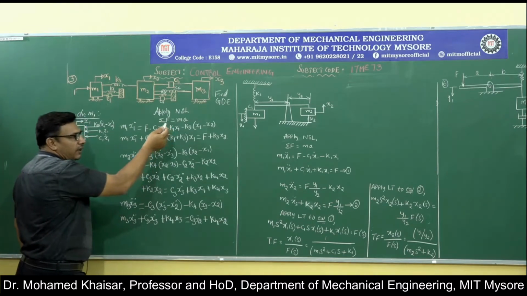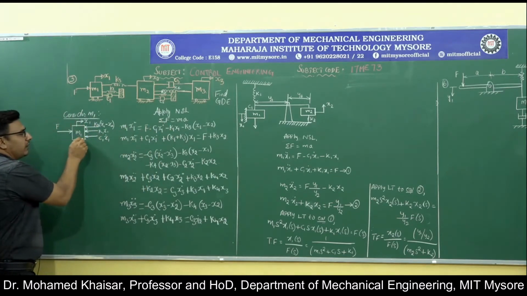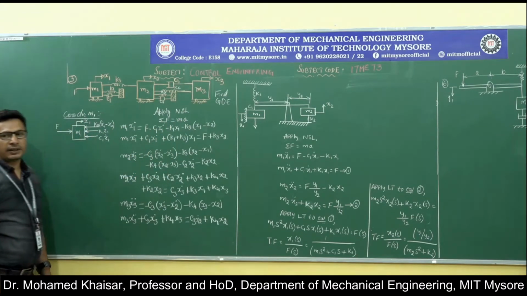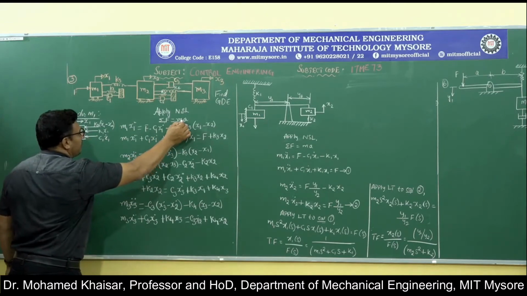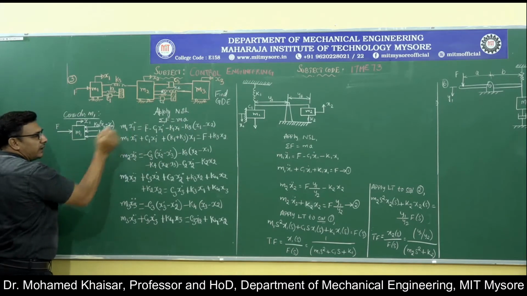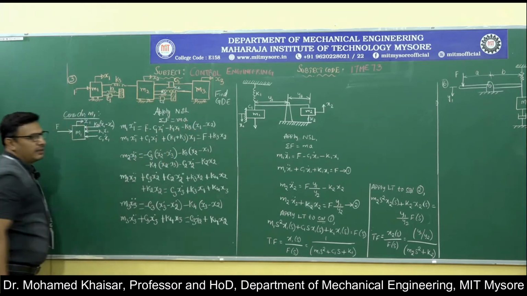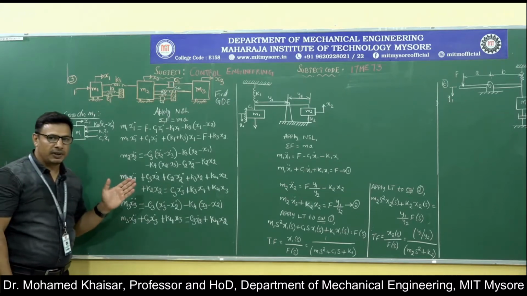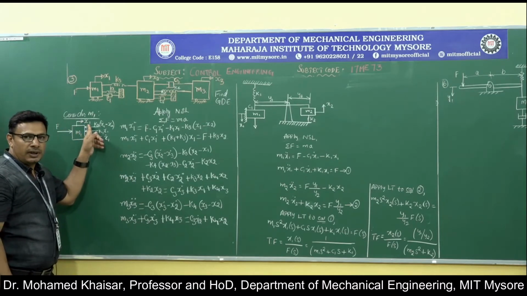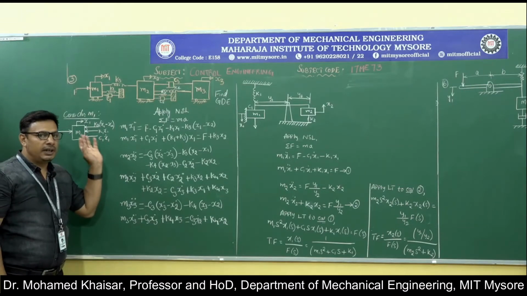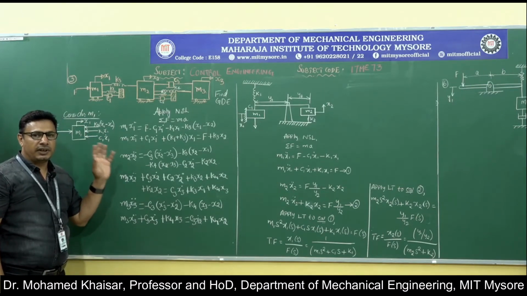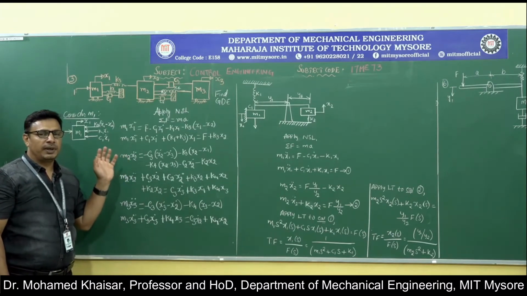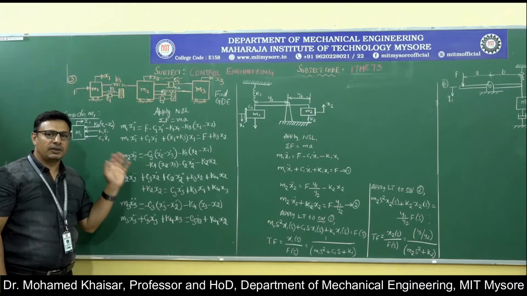Newton's second law says the summation of all the forces acting on this particular mass is equal to the product of mass into acceleration. Now, what is this mass m? It is m1. I have written m1. What is the acceleration? It is the rate of change of velocity. Rate of change of velocity is the rate of change of displacement. Here the displacement is x1. Therefore, rate of change of displacement will be dx1 by dt, which is written as x1 dot, and then acceleration is d square x1 by dt square, which is written as x1 double dot.